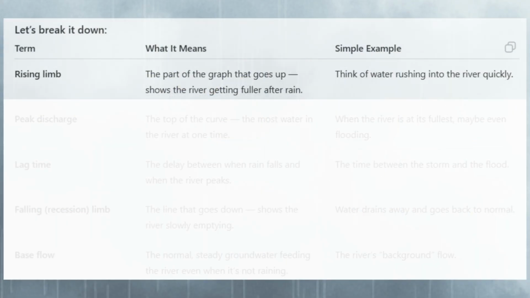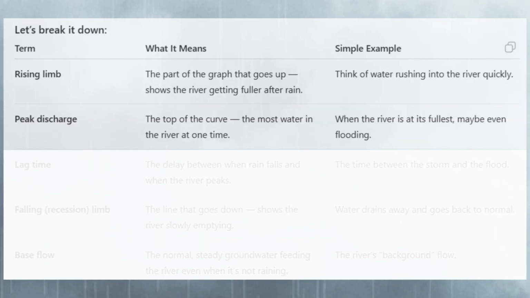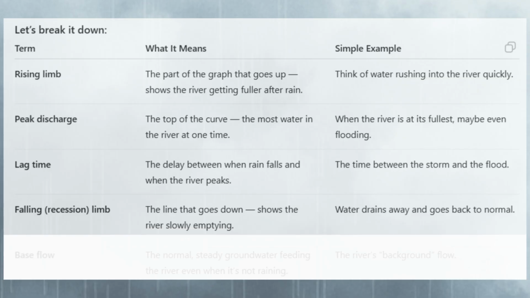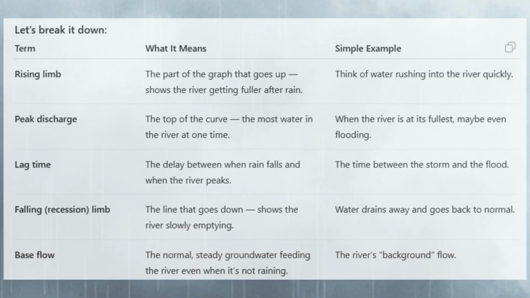To recap the main features, the rising limb shows the amount of water entering the river. The peak discharge shows the maximum amount of water in the river at any given moment. The lag time is the gap between the storm and when the river reaches its full capacity. The falling limb just shows water gradually draining away.